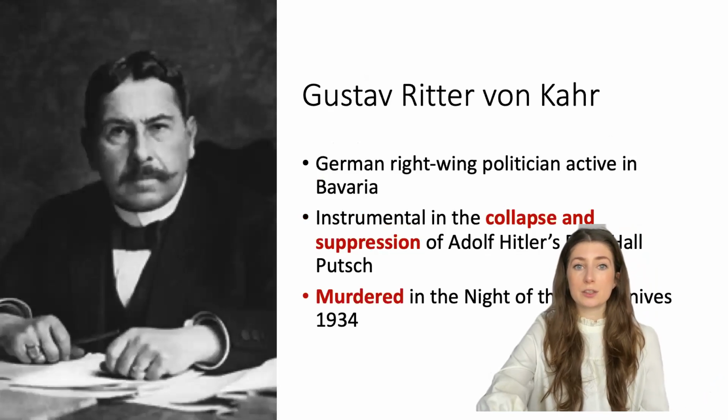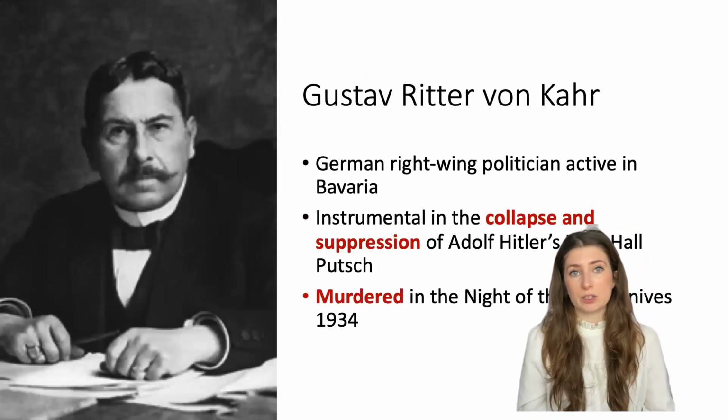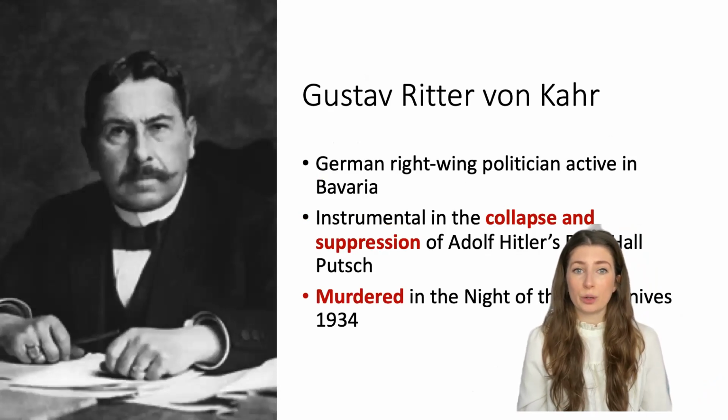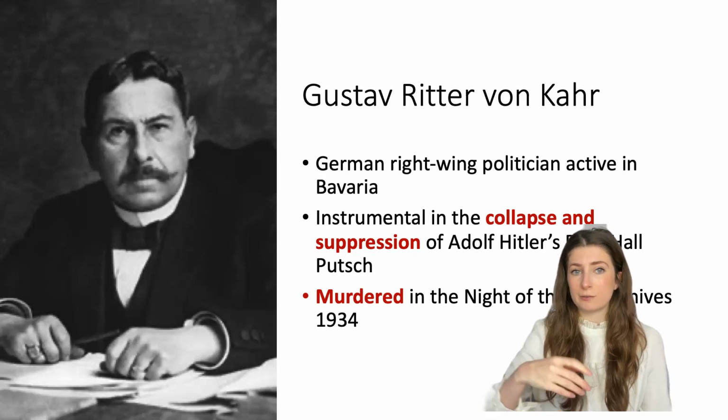Gustav Ritter von Kahr, so a German right-wing politician active in Bavaria. He was instrumental in the collapse and suppression of Adolf Hitler's Beer Hall Putsch, and he was also murdered in the Night of the Long Knives, 1934.